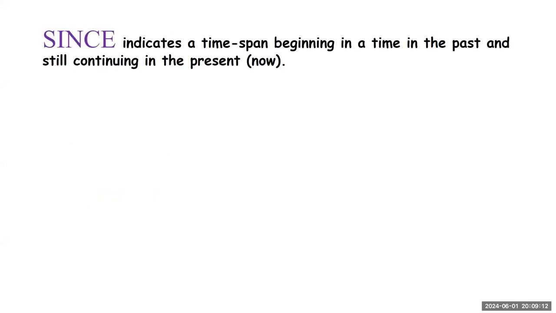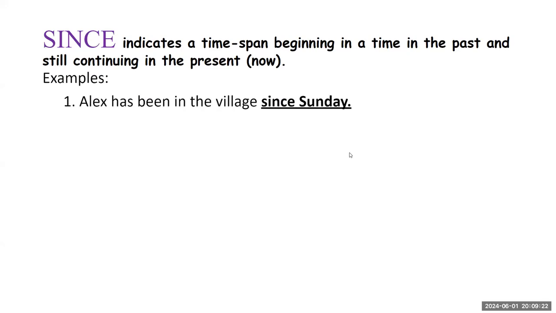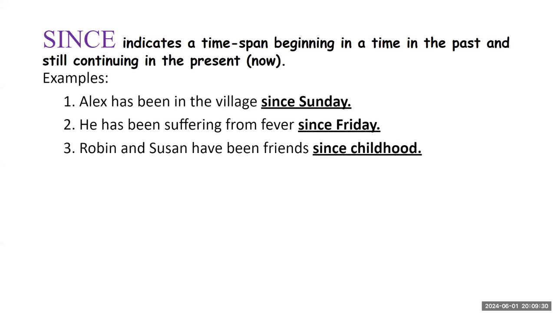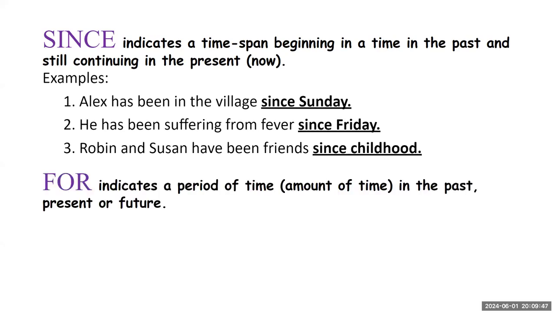Since indicates a time span beginning at a time in the past and still continuing in the present. Alex has been in the village since Sunday. He has been suffering from fever since Friday. Robin and Susan have been friends since childhood. It indicates a time span beginning in the past and still continuing in the present, or now. That's when you use since.